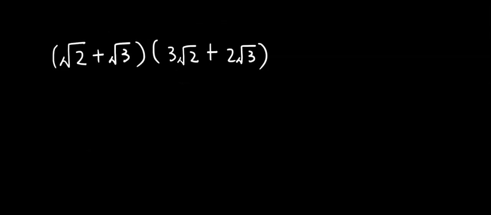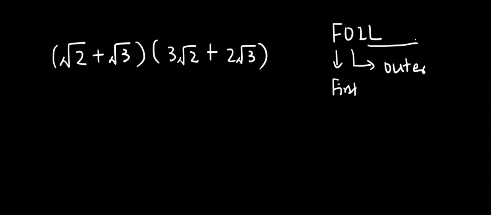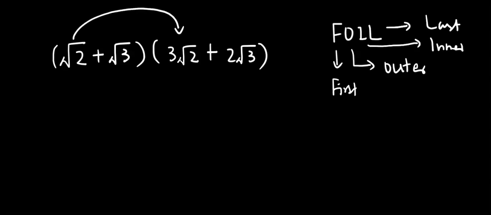Okay, let's multiply it. Just like what you have learned in polynomial, we did a FOIL method. F means first, and O means outer, and I means inner, and L means last. We can try this method. Then I'm going to show you another different method. So first is these two guys. Square root 3 times square root 3 is 3 times 2, which gives me 6.